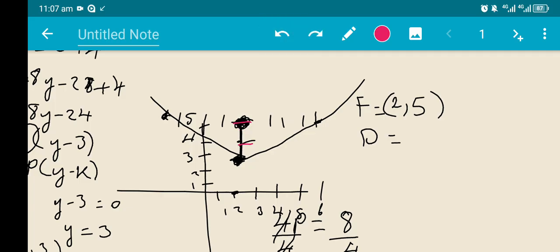Then moving downwards, this would be 1, 2. So meaning for x that would be 2, and for y that would be +1. So x would be 2, y would be 1.